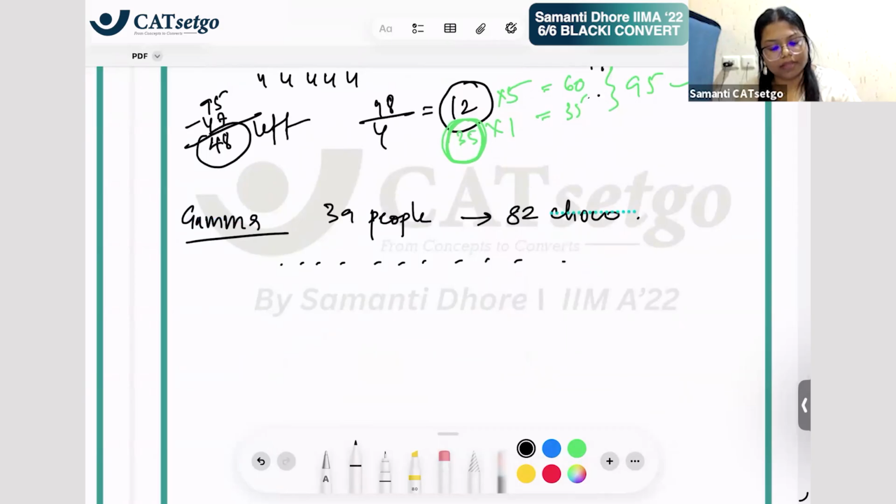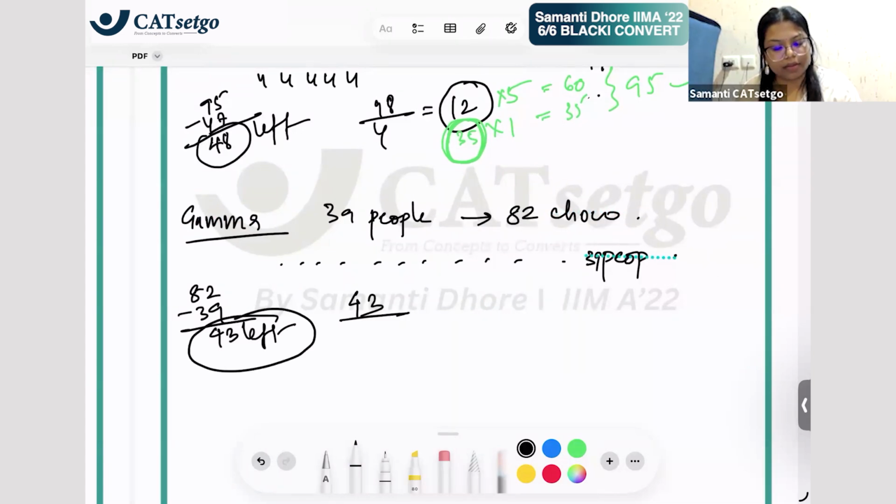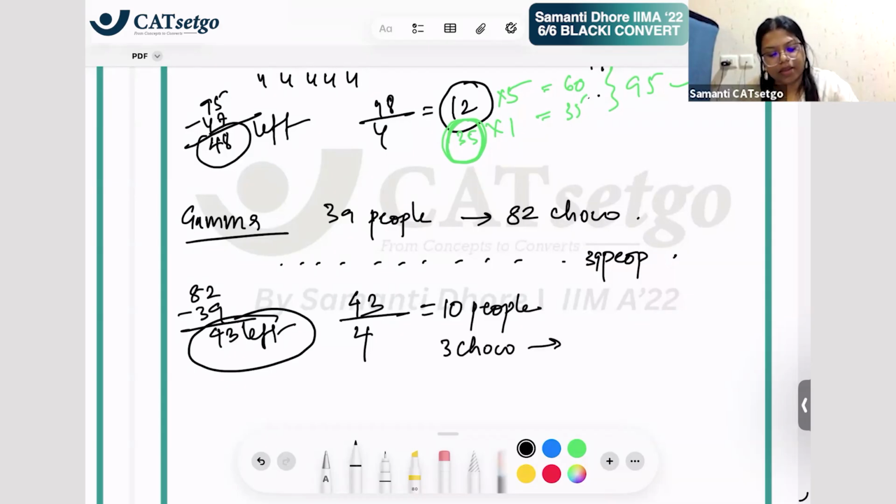All these 39 people are there. You give them one chocolate each. So now you have 43 left. These 43 you divide among people, four each so that they get 5. So you're able to give it to 10 people, and then you have 3 chocolates remaining that you give to one person, right? So what is your divide?